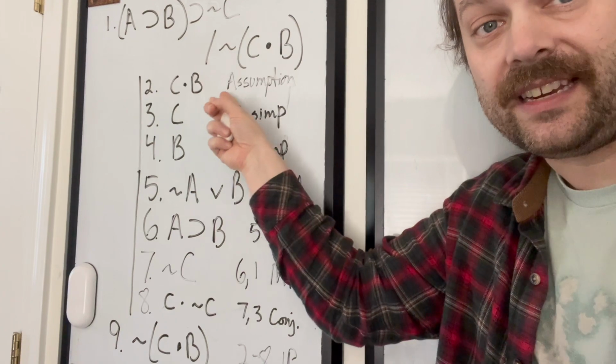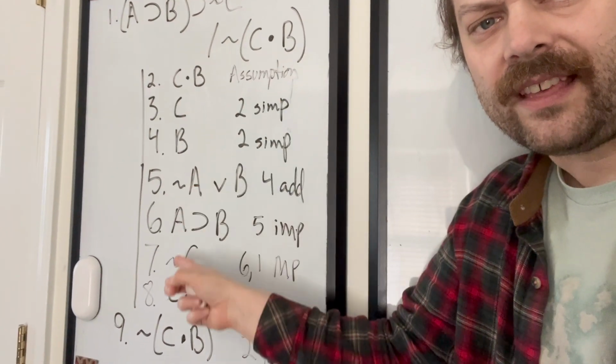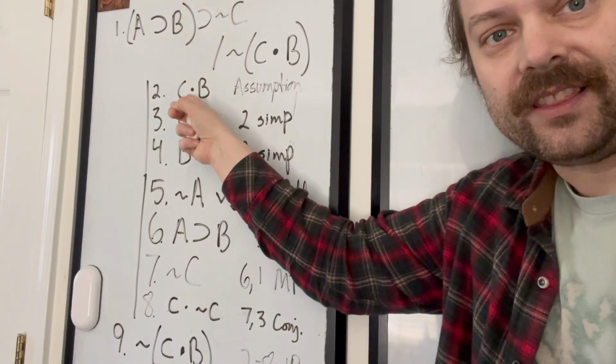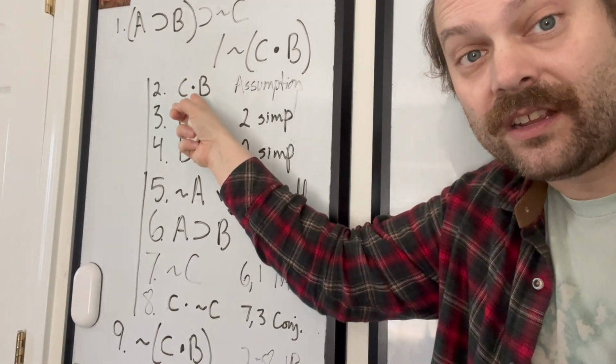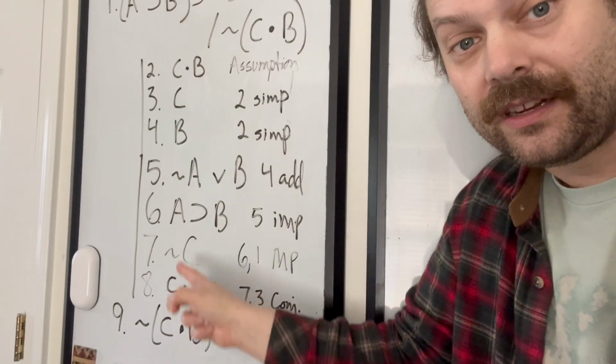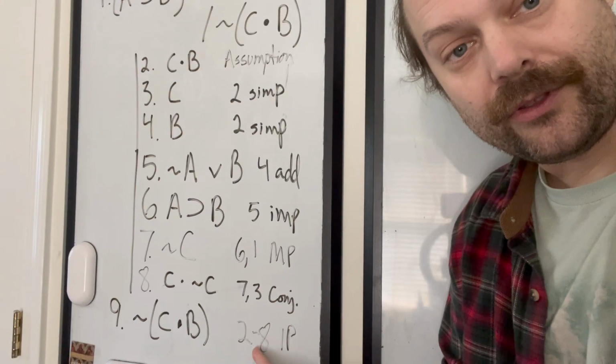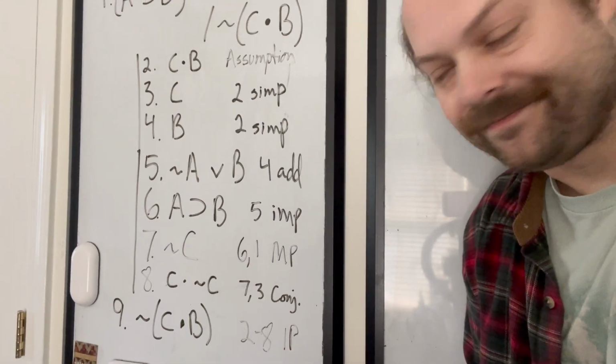So we assumed the negation and saw that that leads to a contradiction. So this assumption, this starting place, has to be false. So we're able to conclude it's not the case that C and B, from 2 through 8, indirect proof. QED.